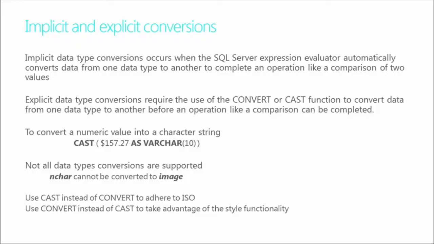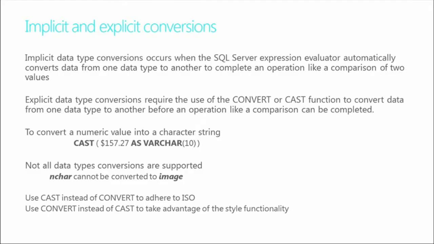And there's an example here in the slide of casting $157.27 as a varchar. So it's going to convert that and now store that as a varchar and be able to work with that using that new data type here. But again, not everything's supported. For instance, an nchar cannot be converted to an image data type. Most everything, as you stay within the common data types, you're pretty safe. But if you're going to get into some more unique ones like image, those you have to be a little more cautious about.